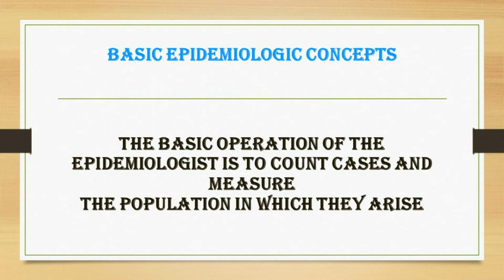The basic operation of an epidemiologist is to count the cases. What is a case? A case is a particular instance of a disease or outcome of interest. Then measure the population in which they arise, calculate the rates of the occurrence of the health problems, and compare the rates in different groups of people.